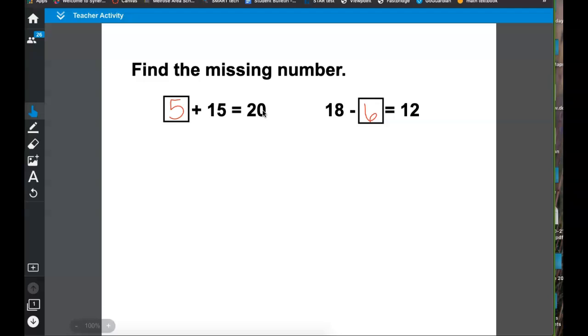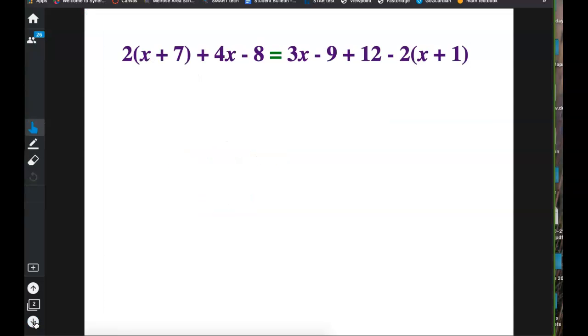We're going to start very, very simple with algebra. And instead of a box, we could have an x there. x plus 15 equals 20, and you're solving for x. Well, then x equals 5. Okay, same thing. Now, what we're going to lead up to is problems that look like this.